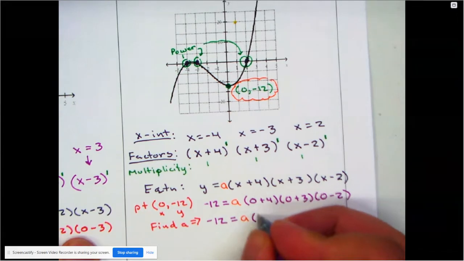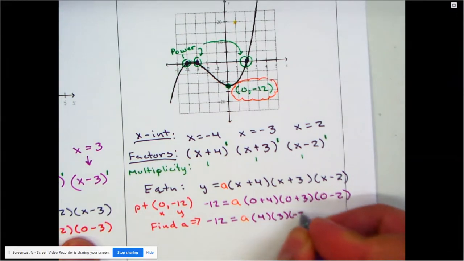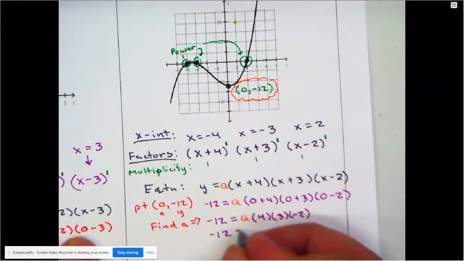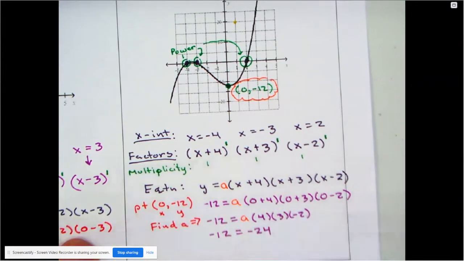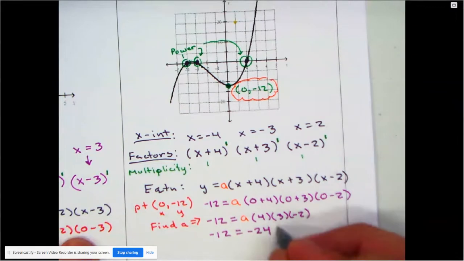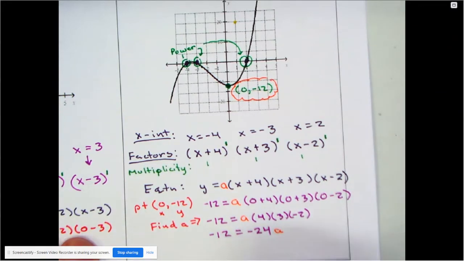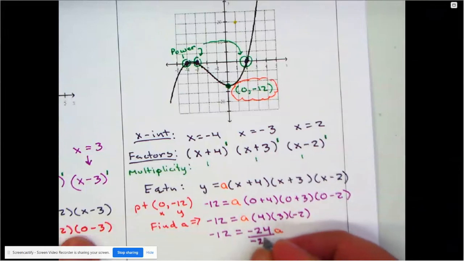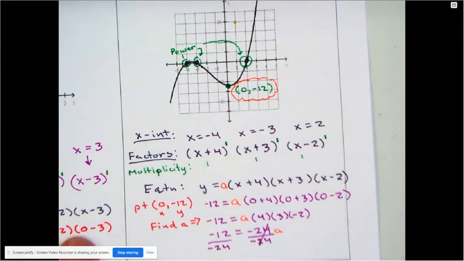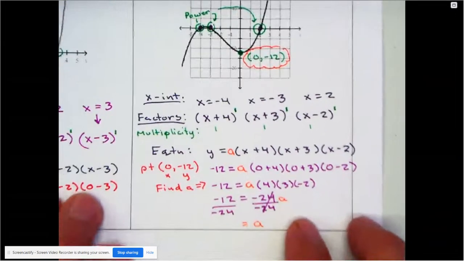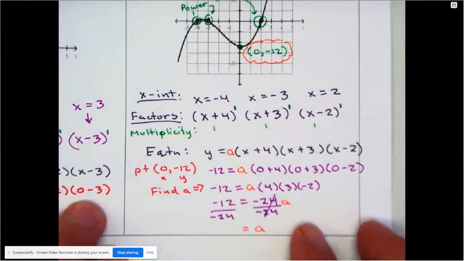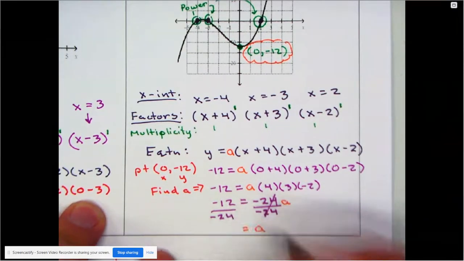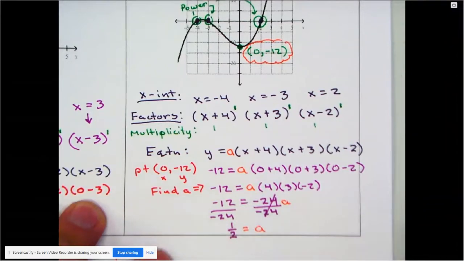In fact, let's see, we get a 4, a 3, and a negative 2. So negative 12 is equal to negative 24, that's what 4 times 3 times negative 2 is, with an a, of course. And we divide by negative 24. And so just like that, look, we have found what our a value is. Let Desmos reduce this for you if you need it. Let me move this up here for us. Negative 12 over negative 24 becomes a half.